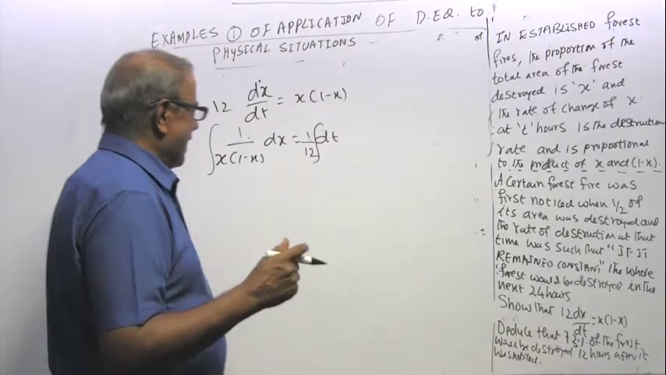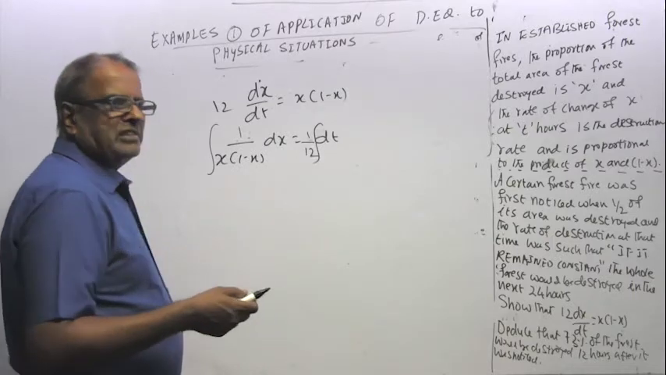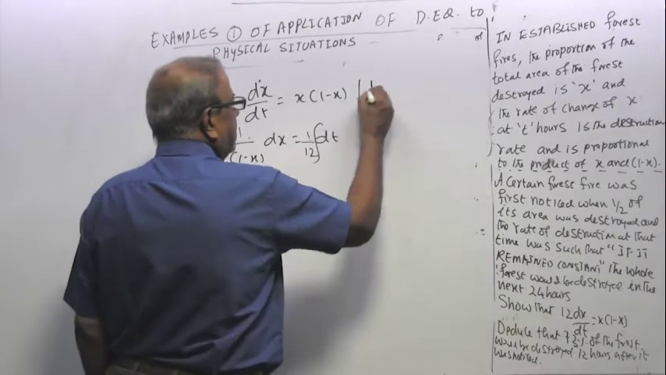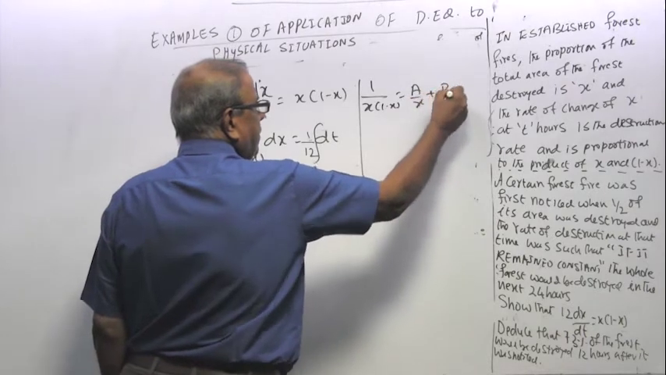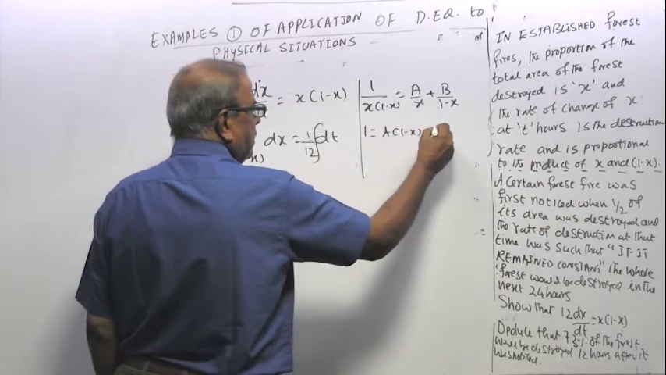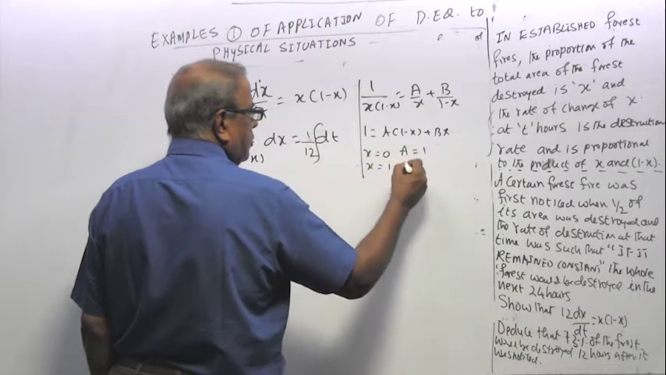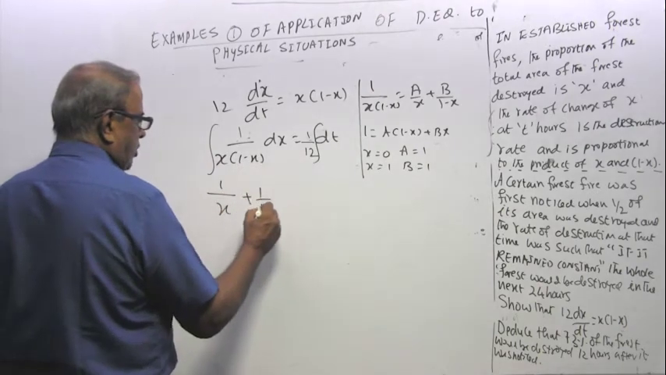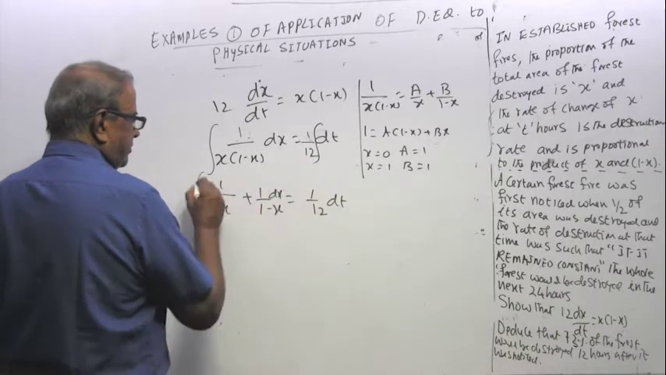And then when I differentiate the denominator, I get 1 minus 2x. I don't have it in the numerator. So partial fractions. So let's do it here. 1 over x times 1 minus x is a over x plus b over 1 minus x. So 1 equal to a times 1 minus x plus bx. X equal to 0, a equal to 1, x equal to 1, b equal to 1. So it's 1 over x plus 1 over 1 minus x is 1 over 12 dx.